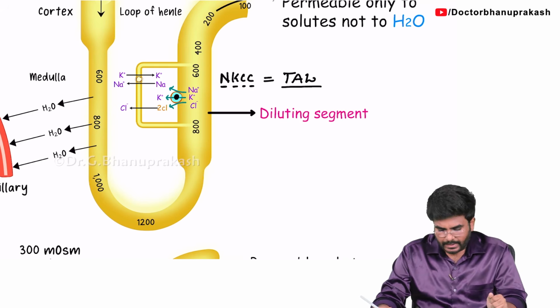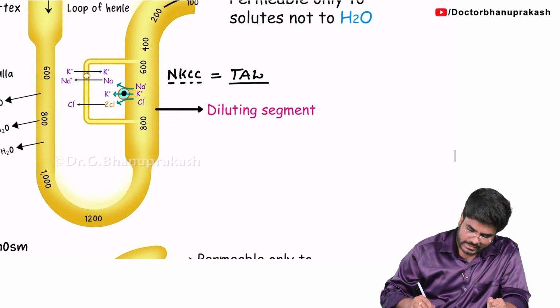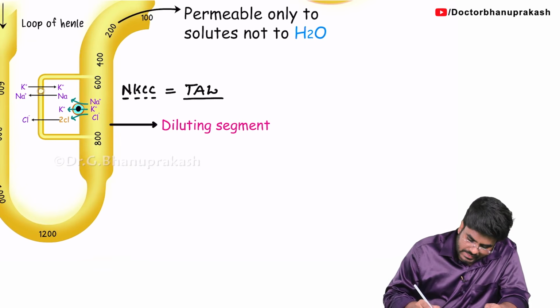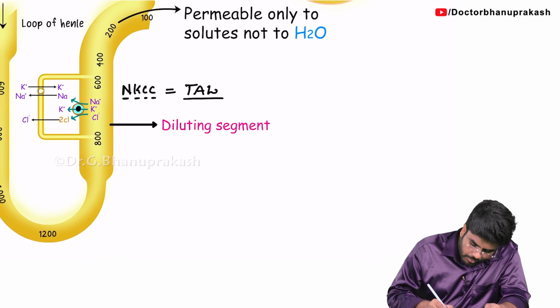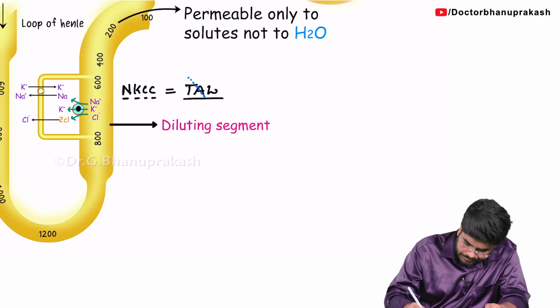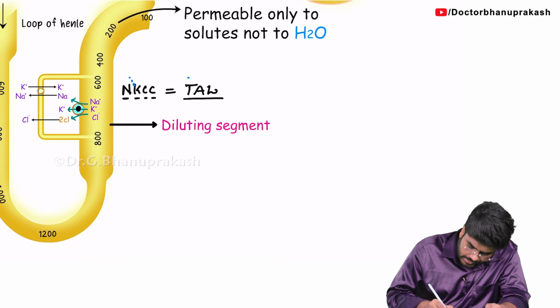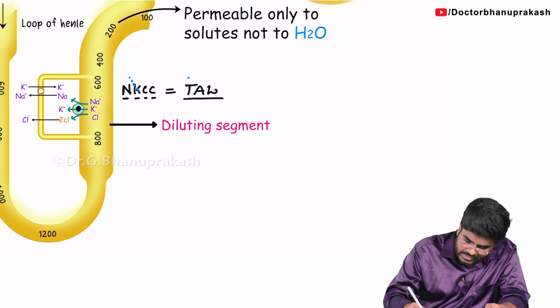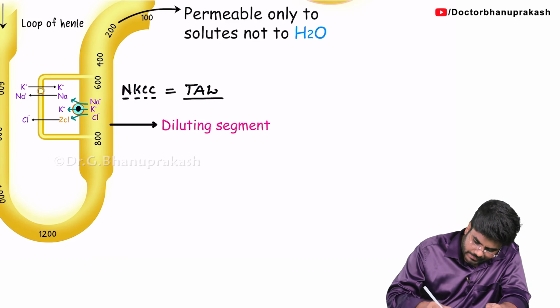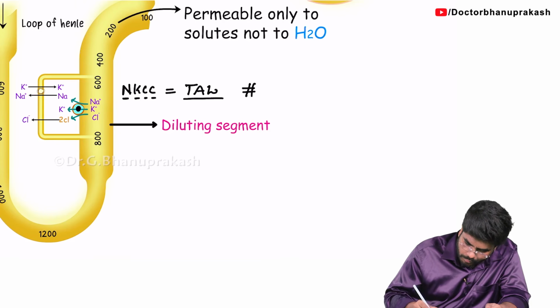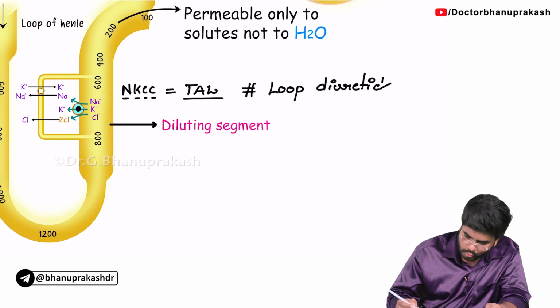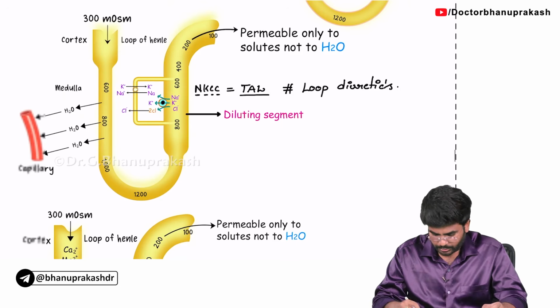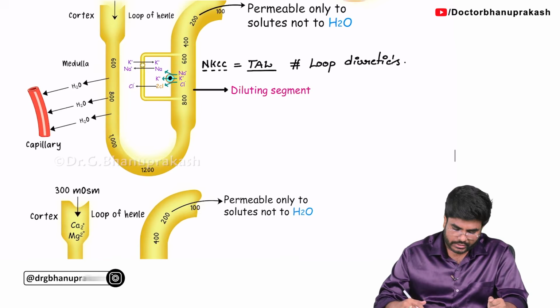Next up, in your pharmacology second year, you will study that there is a drug which can block this NKCC transporter. What is the name of the drug? The drug which is blocking the NKCC transporter is loop diuretics. So loop diuretics are the drugs which block the NKCC transporter. Done.